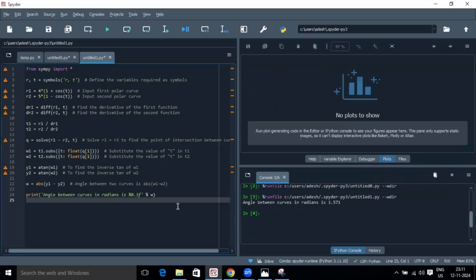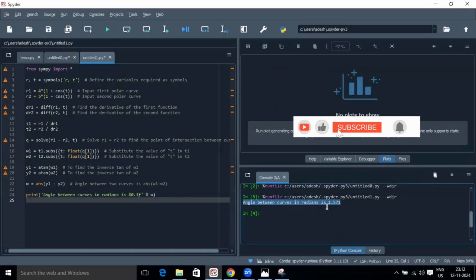If I run this program, we can see the output: the angle between curves in radians is 1.571. Which indicates that the angle between the two polar curves at their intersection point is approximately pi by 2 radians or 90 degrees. This makes sense given the nature of the two cardioid curves. They intersect at 2 points, and at each intersection point, the tangent lines to the curves are perpendicular to each other. So this results in a 90-degree angle between the curves.